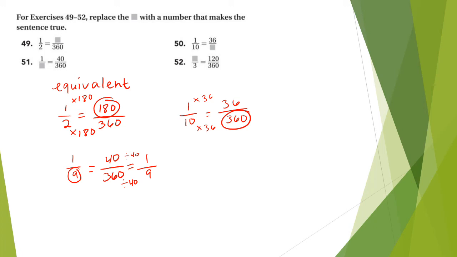And lastly, on number 52, something out of 3 equals 120 over 360. Again, you might want to think about simplifying. 360 to 3. Well, I'd need to divide by 120 to make 3, and then 120 divided by 120 makes 1. So this last missing value is going to be 1. So again, you might think about how 1/3 of a rotation is like 120 degrees out of 360 degrees.